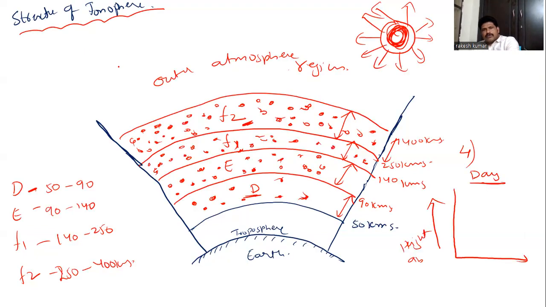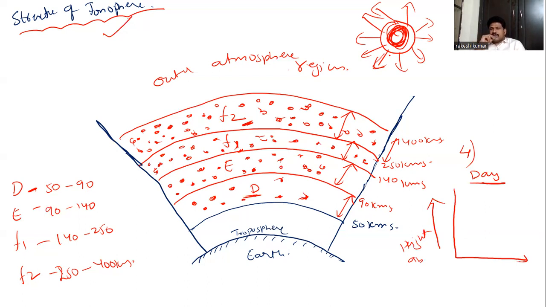The other special feature of the ionosphere is this. Let us take the sun's radiation. Will it be always constant in the entire day? No. In the afternoon, the sun's radiation is high. At night, the radiation is very, very less, or we don't even see the sun at night time. So the radiation is less.